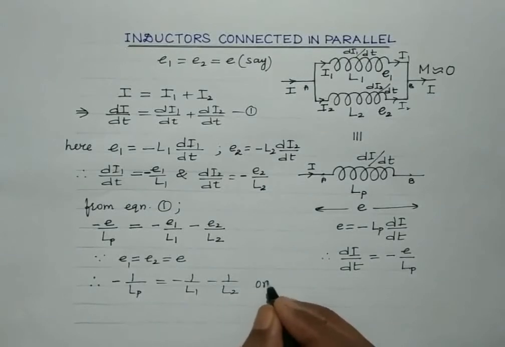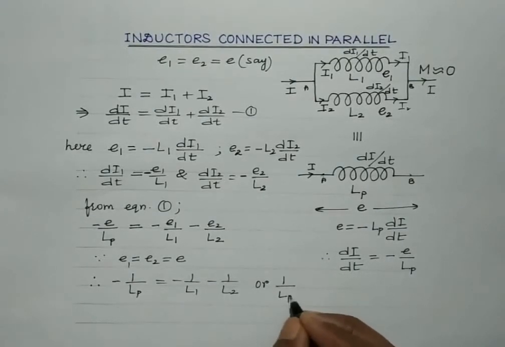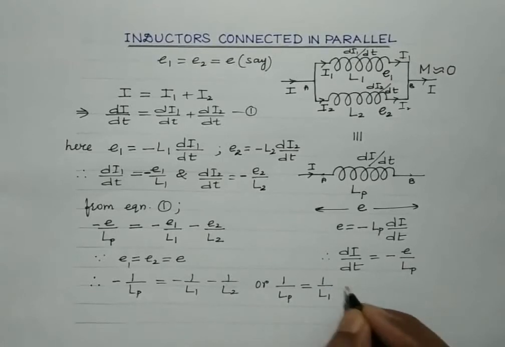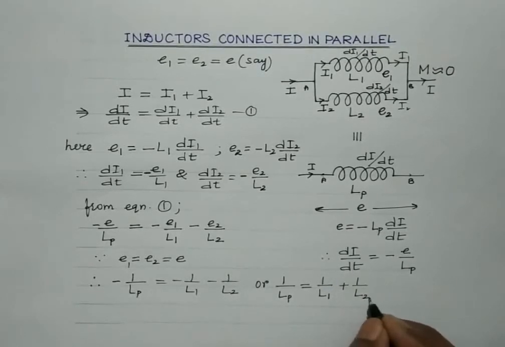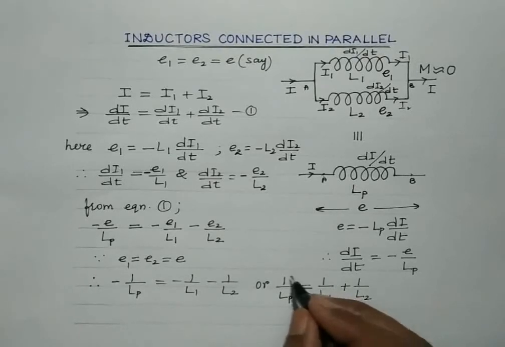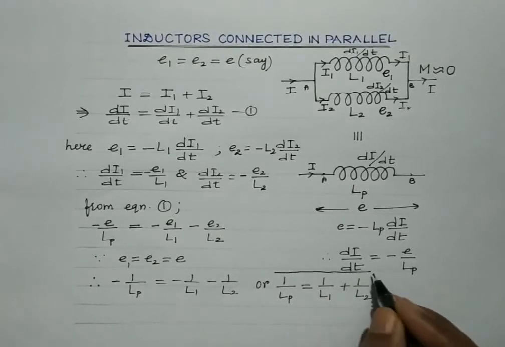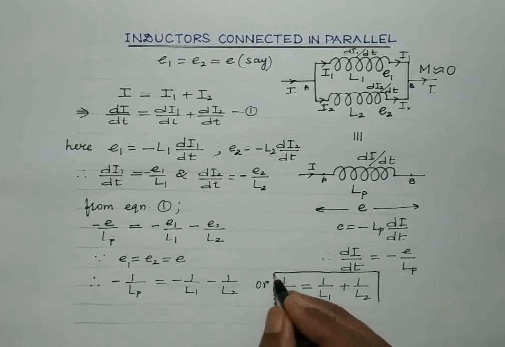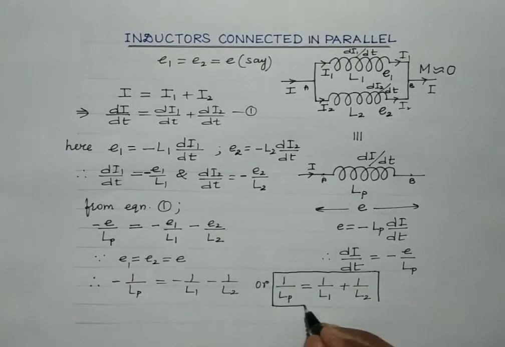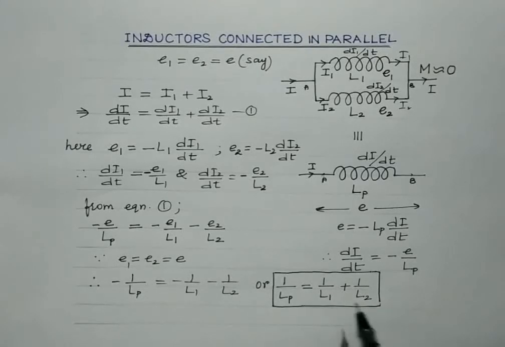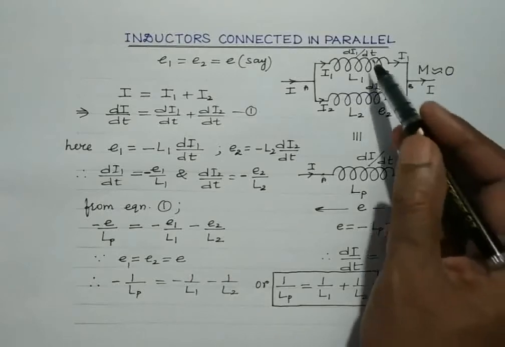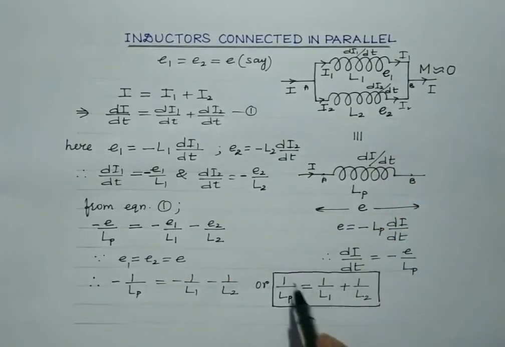Or students, it can be still modified as 1 by LP is equal to 1 by L1 plus 1 by L2, right? So this is basically the expression for finding out the effective inductance of the parallel grouping of the two coils, right? So the conclusion is, when two or more inductors are connected in parallel, then the reciprocal of the resultant inductance of the combination is equal to the sum of the reciprocals of the inductances of the individual coils, right?